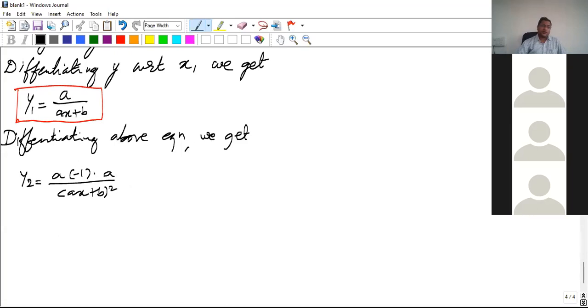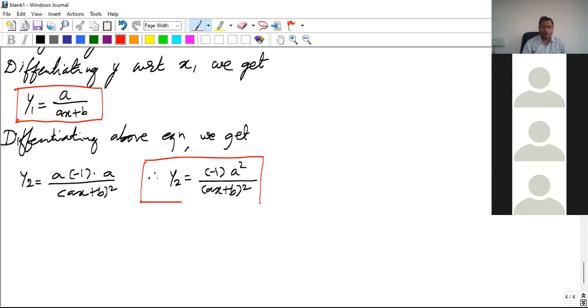So what's happening here? This a is a constant, and you have 1 upon (ax plus b), so we have to think of the derivative of 1 upon (ax plus b). So we got here minus 1 into a, over (ax plus b) bracket square. So we can write y2 is equal to minus 1 into a square upon (ax plus b) bracket square. This is the second order derivative that we have.